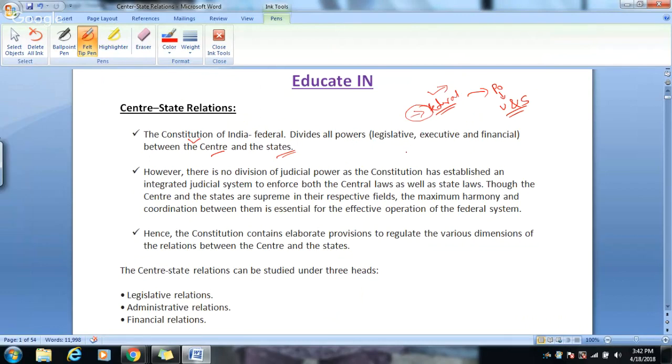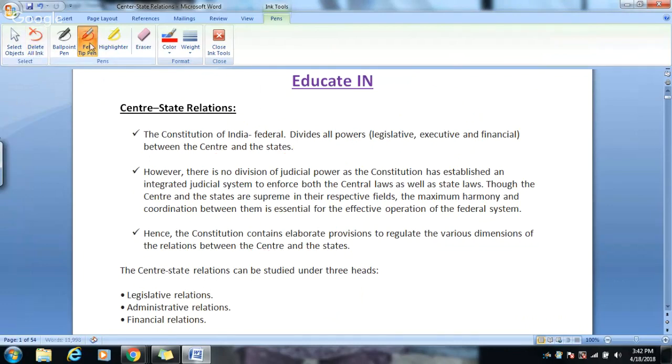However, there is only an integrated judiciary which deals with both central laws and the state laws. In the federal system, there will be mutual cooperation and coordination between the center and the states, which is really necessary for the liveliness of this federal system. Hence, the Constitution contains elaborate provisions to regulate the various dimensions of relations between center and states.